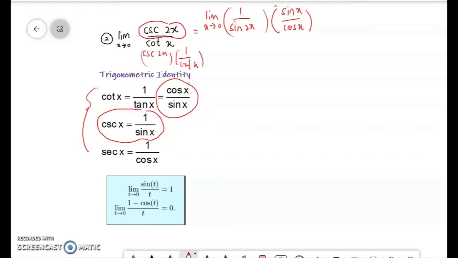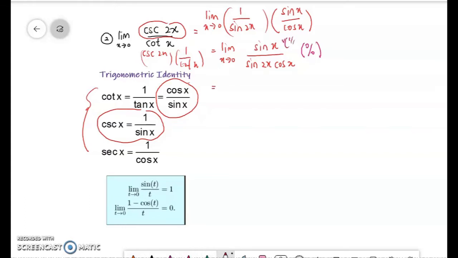Now we simplify first. Limit x approach to 0, so we have sin x over sin 2x times cos x. For this one, if we substitute x for 0, what we get is 0 over 0, isn't it? So what we can do is multiply by 1 over x for both numerator and denominator. So write down like this.